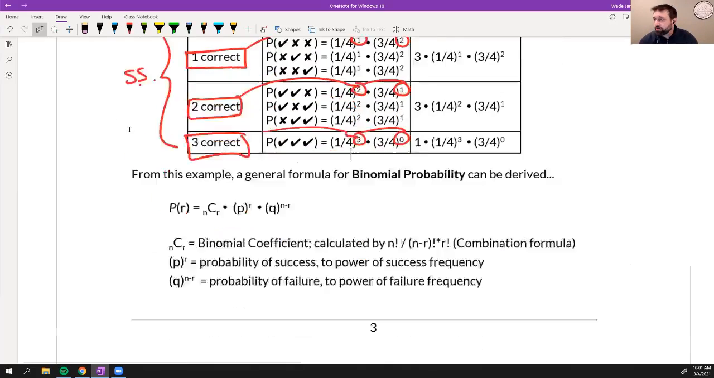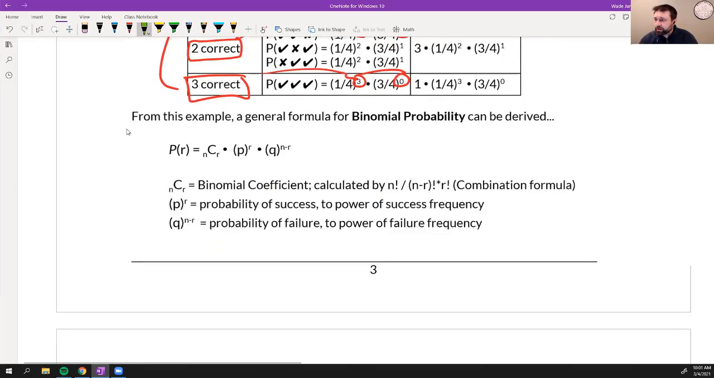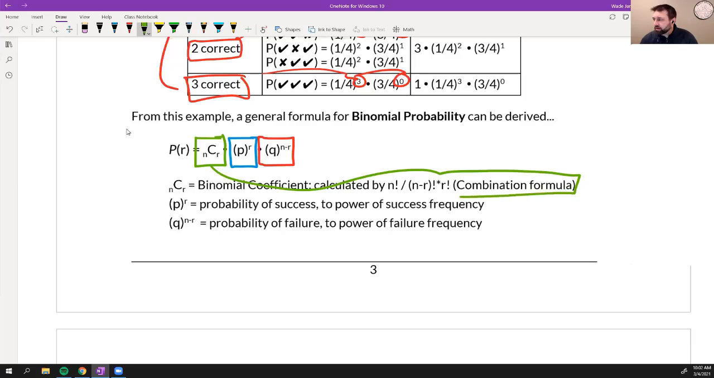And so we came up with this generic formula, which is this guy, and this guy has 3 components. It has this component, which is the probability of getting something correct to the power of the number of times it's correct, times the probability of getting something incorrect to the power of the number of incorrects. And then we had this guy out here, this nCr, which actually you've seen before. This is from the combination formula, combinations, permutations. And we talked about the ways to calculate this using Pascal's triangle, right? 1, 1, 1, 1, 2, 1, 1, 3, 3, 1, and so on.